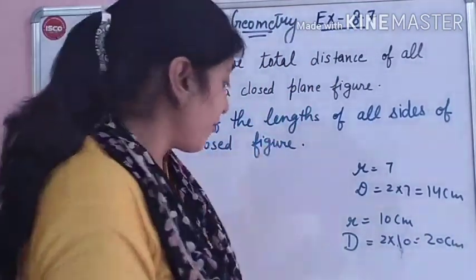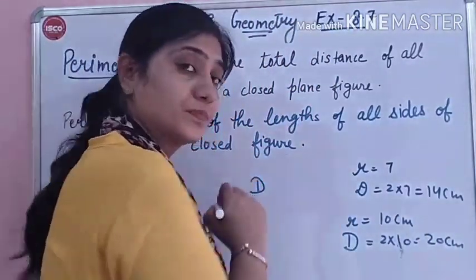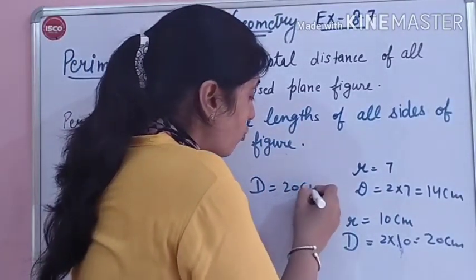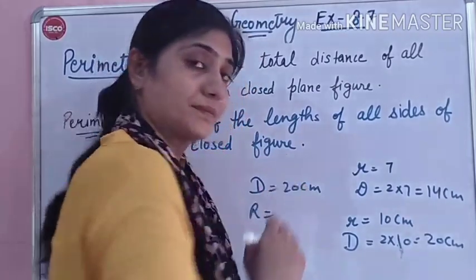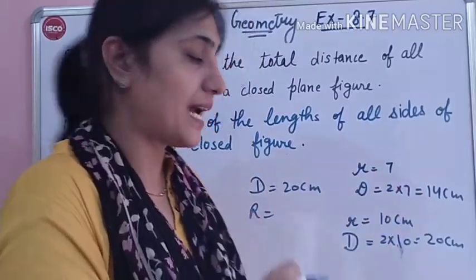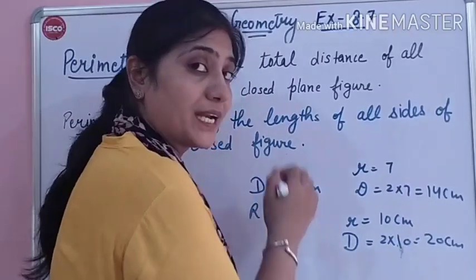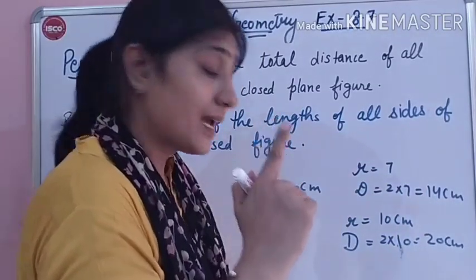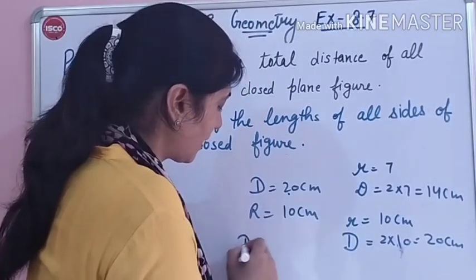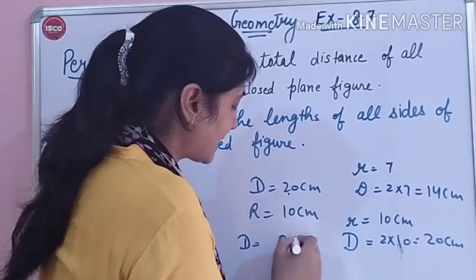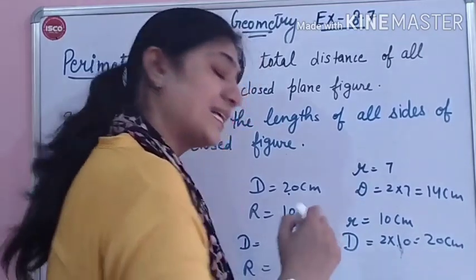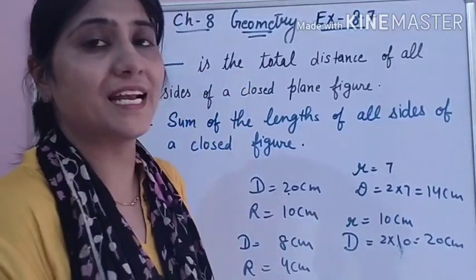And students, if diameter is given, then what will be the radius of a circle? Yes, the radius is half of the diameter. Now diameter is 20, then what will be the radius? Yes, 10 centimeter. If diameter is 8 centimeter, then what will be the radius? Yes, it is 4 centimeter.